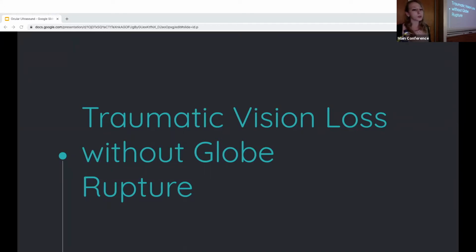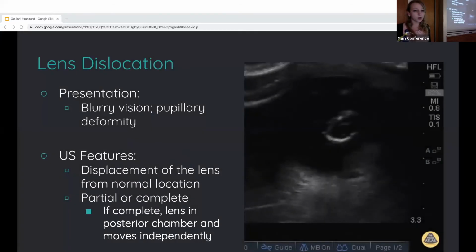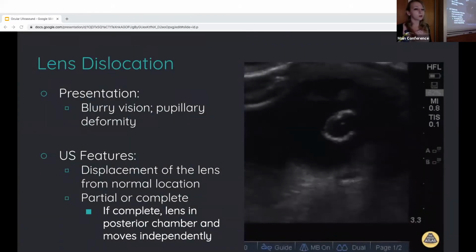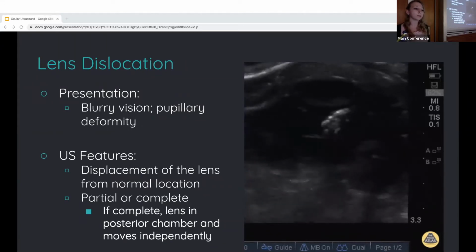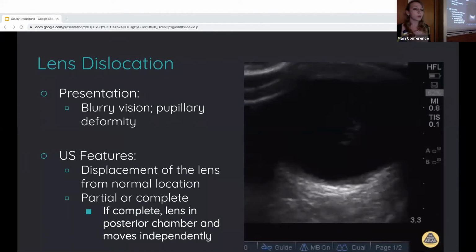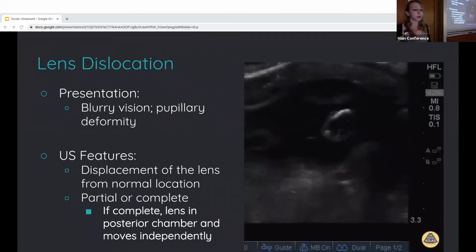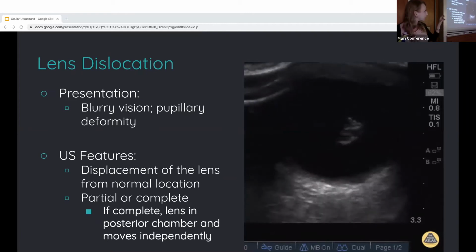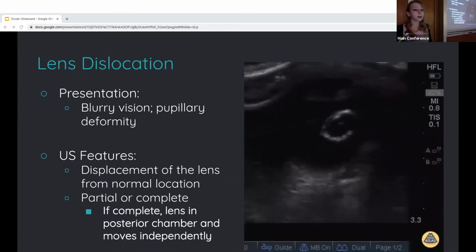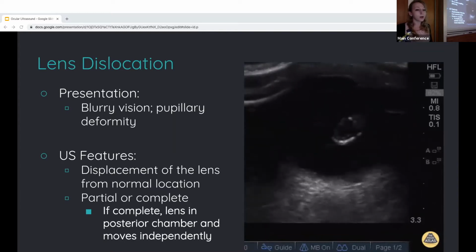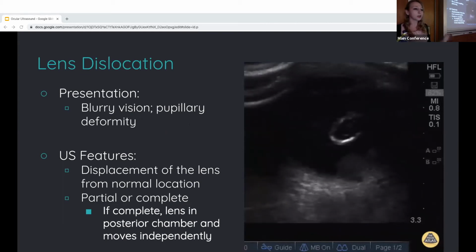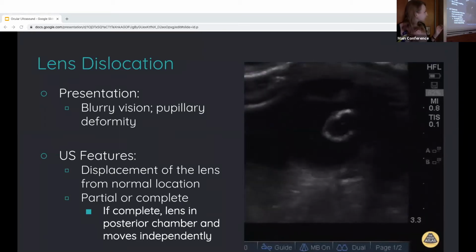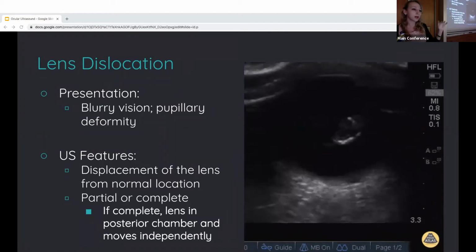So one group is traumatic vision loss without globe rupture. That includes your lens dislocations. The presentation will usually be blurry vision and a pupillary deformity. It's usually pretty evident on physical exam. When you do the ocular ultrasound, you'll see the lens will be displaced from its normal location. So that hyperechoic oval structure in the middle is the lens, and it actually should be on top. And you can have partial or complete lens dislocation. If it's complete, the lens will actually be in the posterior chamber and will move completely independently. This one looks like it's a partial because it's kind of staying in the middle, so it's still attached to the anterior chamber.